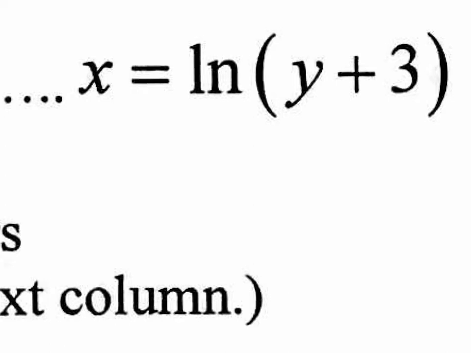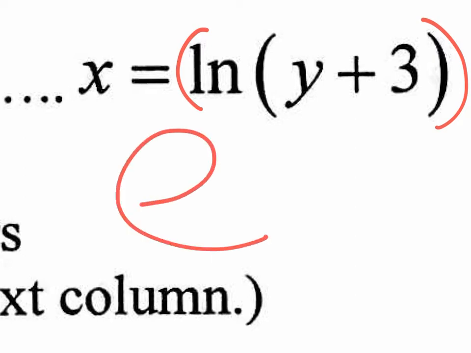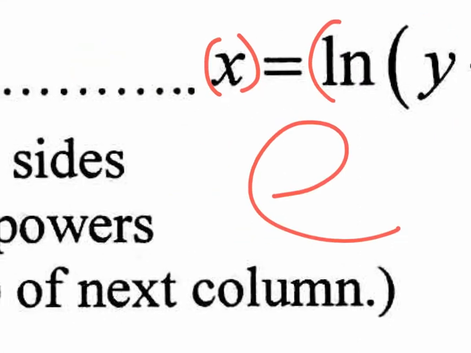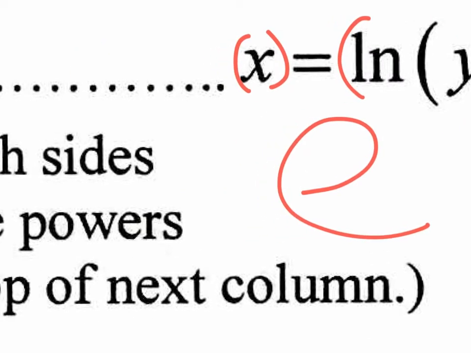So what I want to do is take this whole thing right here and raise it to be the power of this big giant e. But of course, what I do to one side of the equation, I have to do to the other side. So I want to take this x and also raise it to be the power of base e.